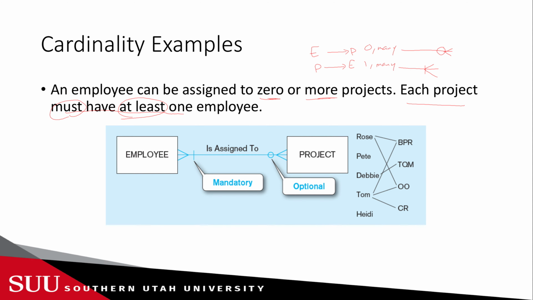And again, we have some examples here that show the relationship instances: some employees are assigned to more than one project, and some projects have more than one employee, and we have some employees who are not assigned to any project, because we said an employee can be assigned to 0 or more projects. So if we look at the bottom here, we have Heidi not assigned to any project, but we do not have any project that is not assigned to any employee.